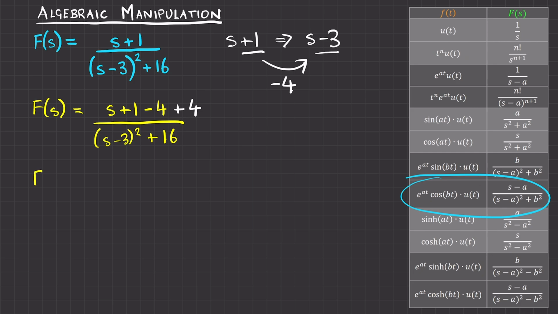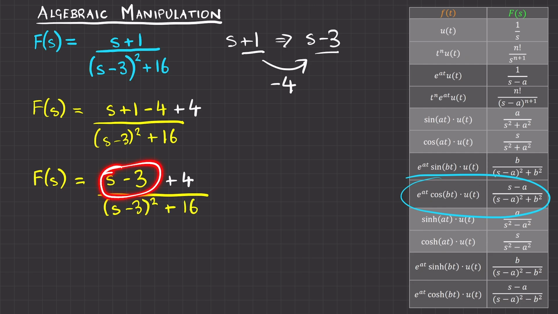We have f of s equals, we have s plus 1 minus 4, which simplifies to s minus 3. Then we have a plus 4 left over. All of this is over the denominator still, which is s minus 3 squared plus 16. Because we now have the s minus 3 in both the numerator and the denominator in the correct parts, but we have this plus 4 to deal with, we're almost there.